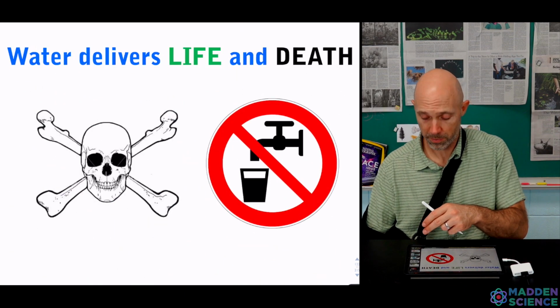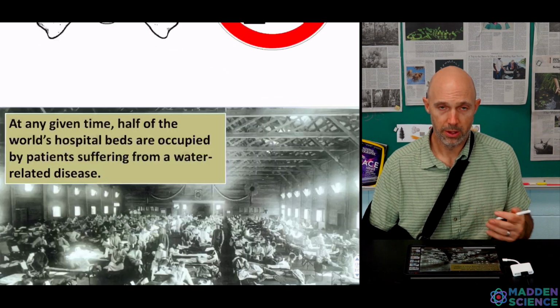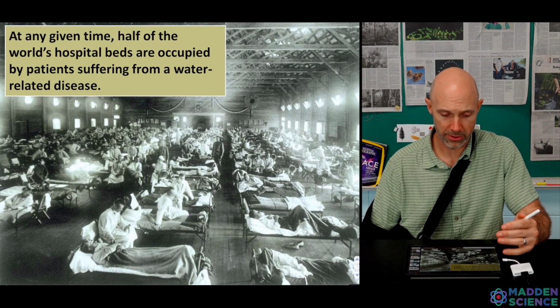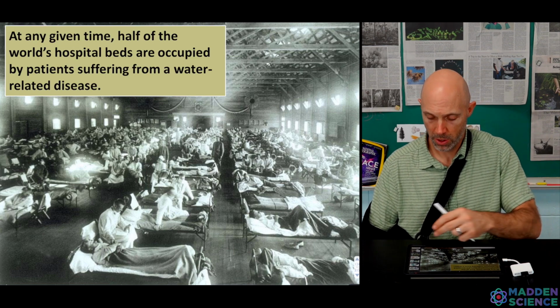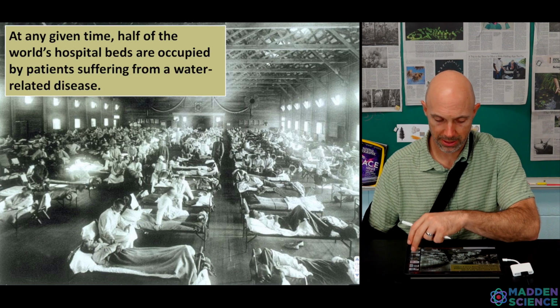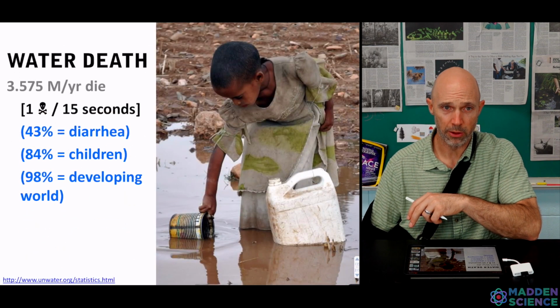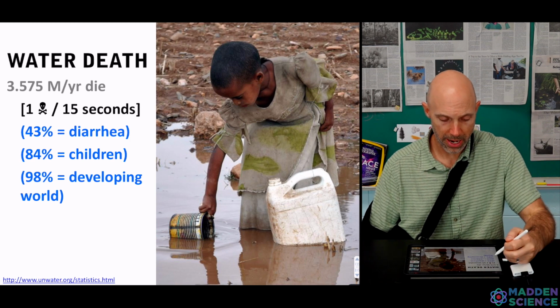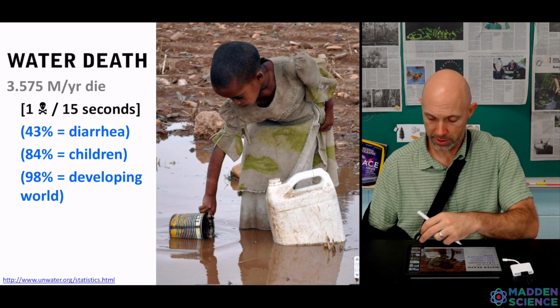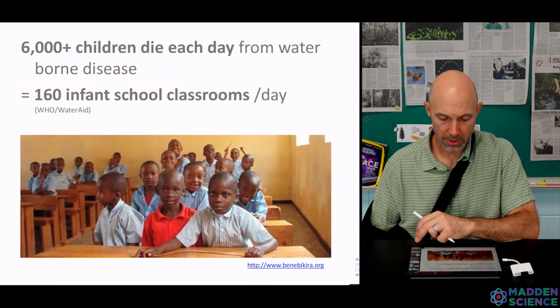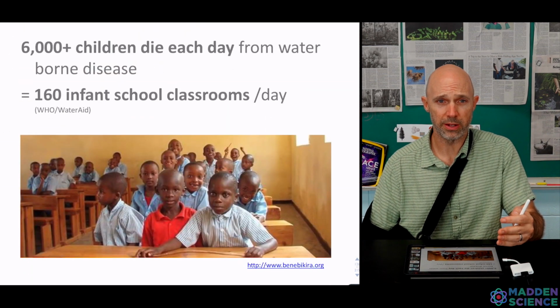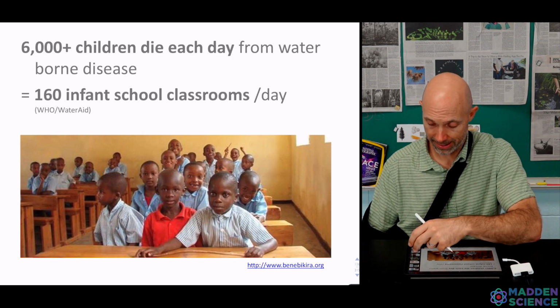So water delivers life, but it also can deliver death. Horrifyingly enough, at any given time, maybe half of the world's hospital beds are occupied with patients suffering from waterborne and water-related diseases. Counts for over 3.5 million deaths a year. You can see from diarrhea, again, a death once every 15 seconds. 6,000 children each day, 160 infant school classrooms a day.